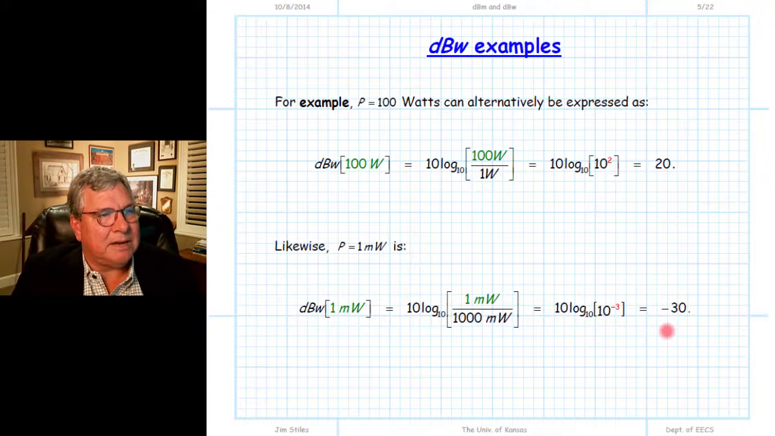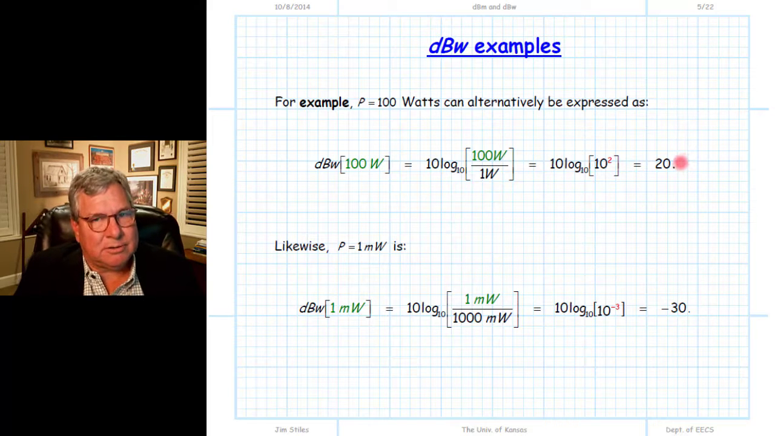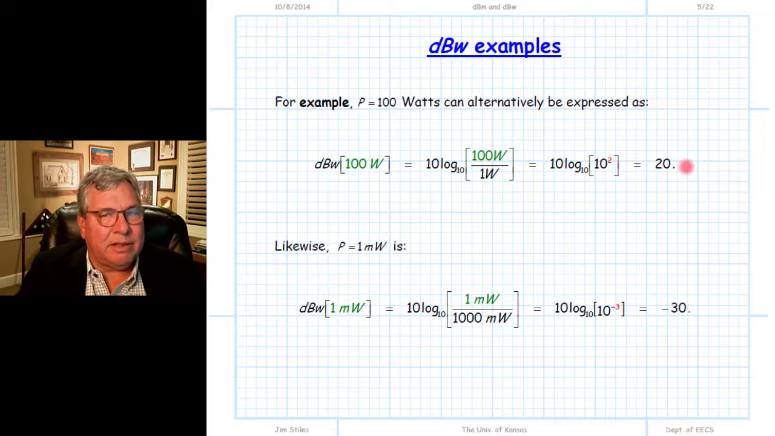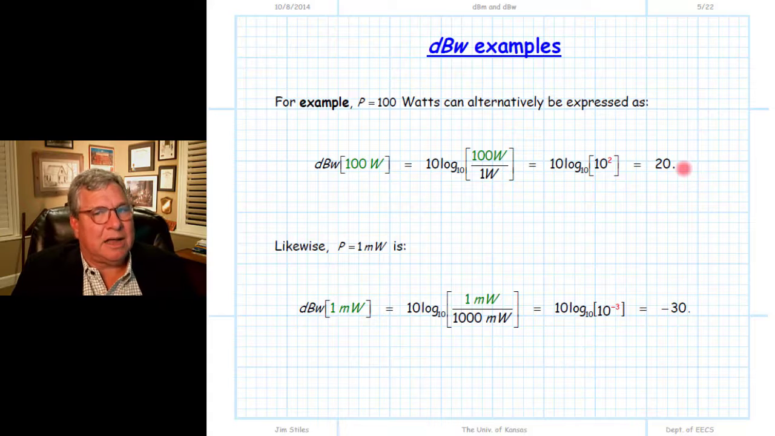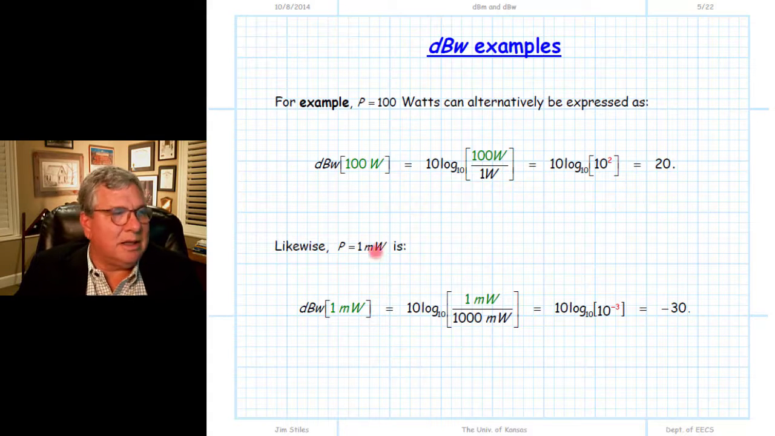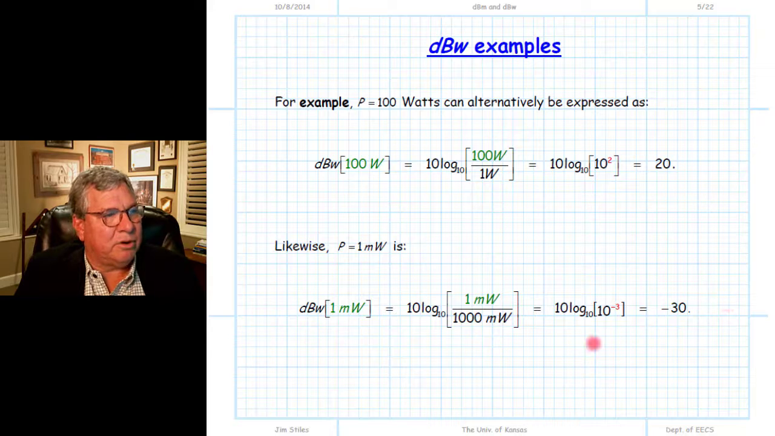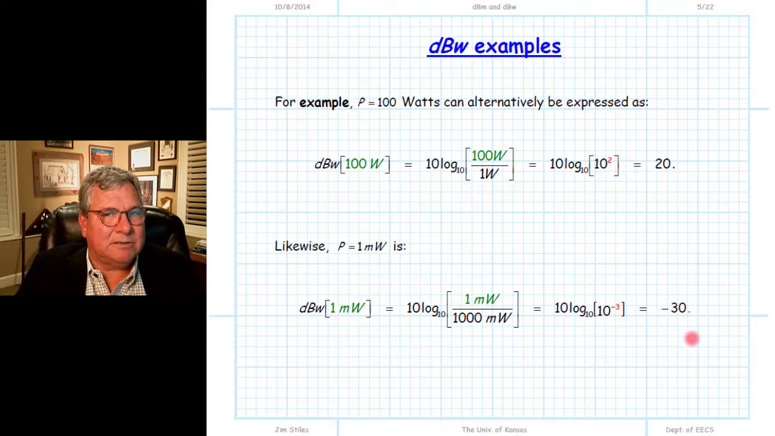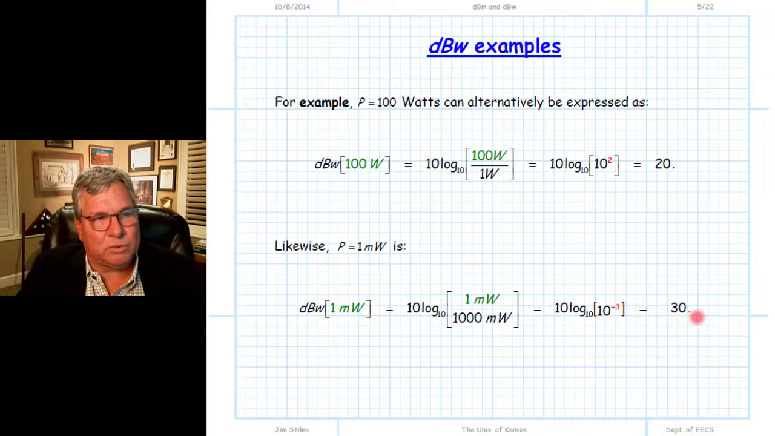Let's think about what this means in terms of a decimal operator. dBw is equal to 20. What we're really saying is our power is 20 dB larger than 1 watt. 20 dB is 100, and therefore we're saying the power is 100 times 1 watt, or 100 watts. Here we get a value of minus 30 for our dBw operator. We're saying that our power is 30 dB less than 1 watt. 30 dB is 1,000, and so we say that the power is 1/1000th of 1 watt. Of course, 1/1000th of 1 watt is 1 milliwatt.